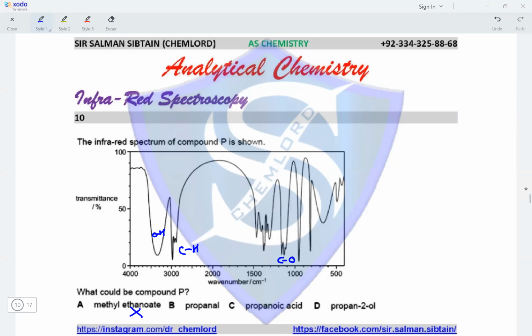Propanal would also need to have a C double bond O group present, which is not there in the infrared spectrum. Propanoic acid would need a C double bond O group to be present again, which is not there. Propan-2-ol will have a C single bond O and an OH group for an alcohol present, which are both visible in the infrared spectrum of compound P, making option D the correct option for this question.